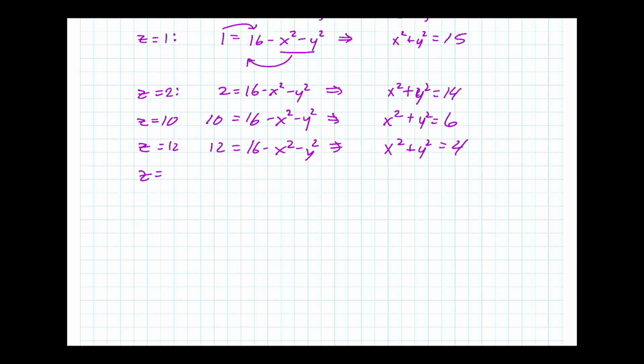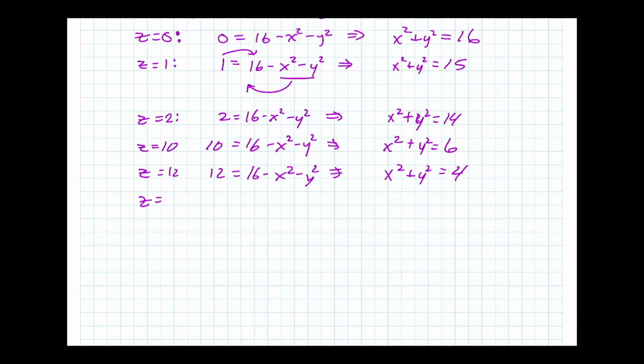2 more. I said do 3 or 4, and we're doing like a whole bunch. And we're doing a bunch because, like I said, I picked the numbers badly. So let's do 15. You have 15 equals 16 minus x squared minus y squared. Rearrange it, it would be x squared plus y squared equals 1.